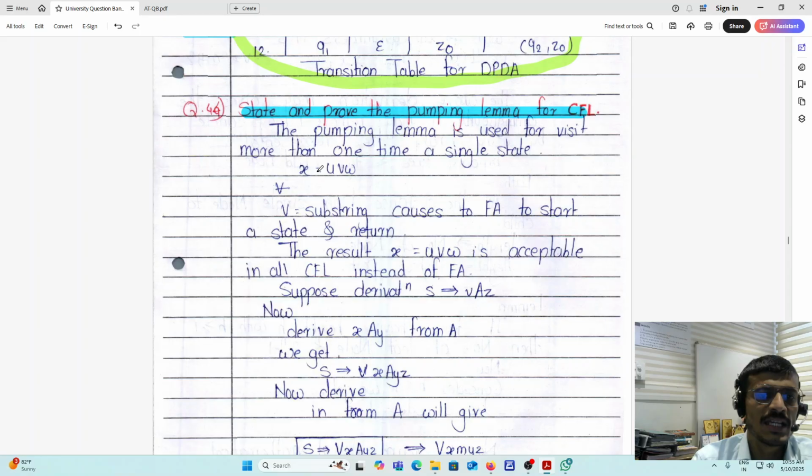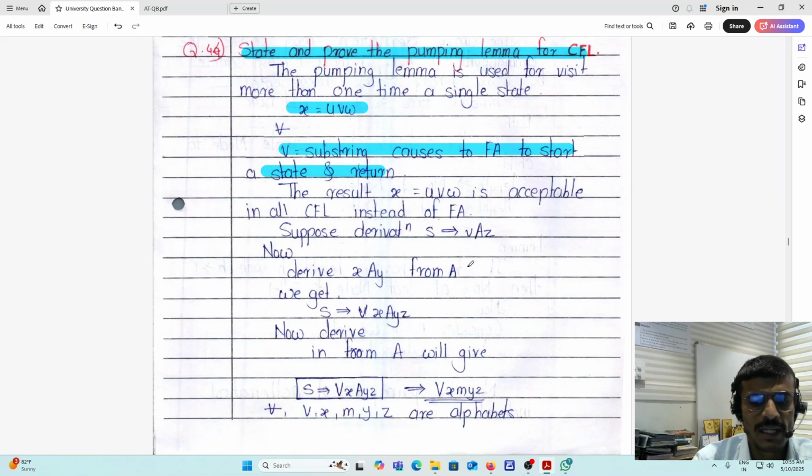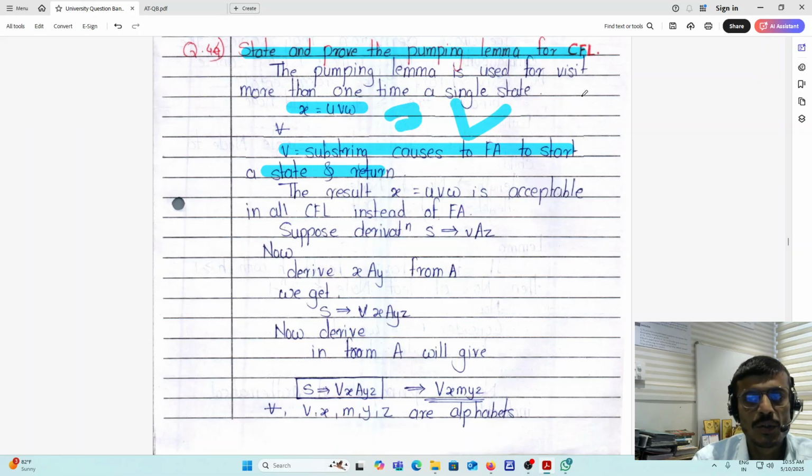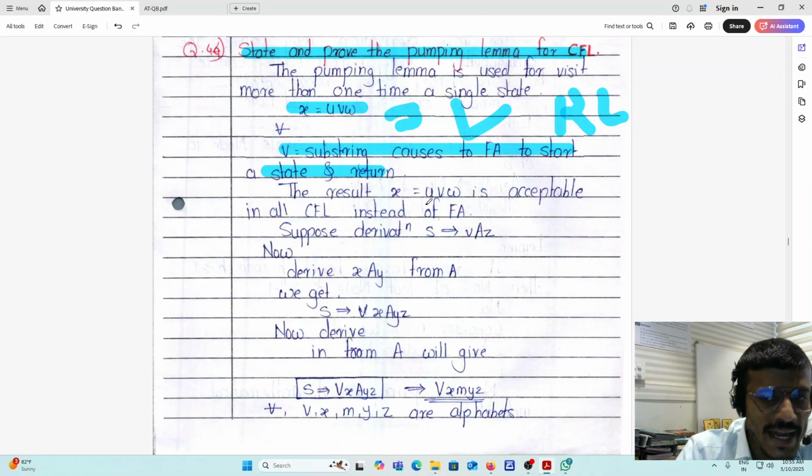So let us consider initially we have x equals uvw, where the substring causes the FA to start a state and return. This is the pumping lemma. Here we are taking three variables, u, v, w. This is related to the regular language. It is not related to the context-free language. It is related to the regular language, so keep this in mind. The result x equals uvw is acceptable in all CFL instead of FA.